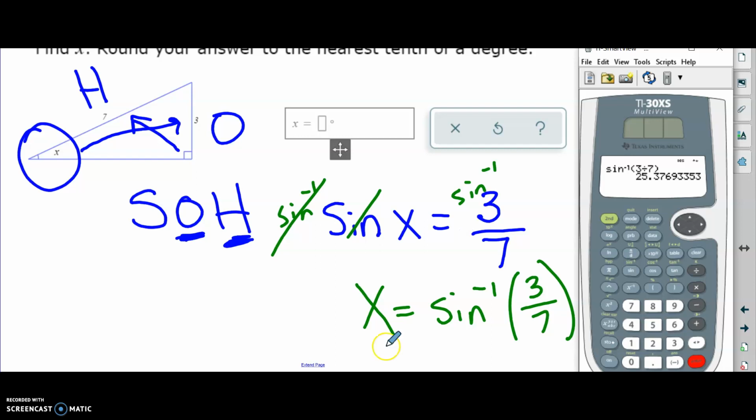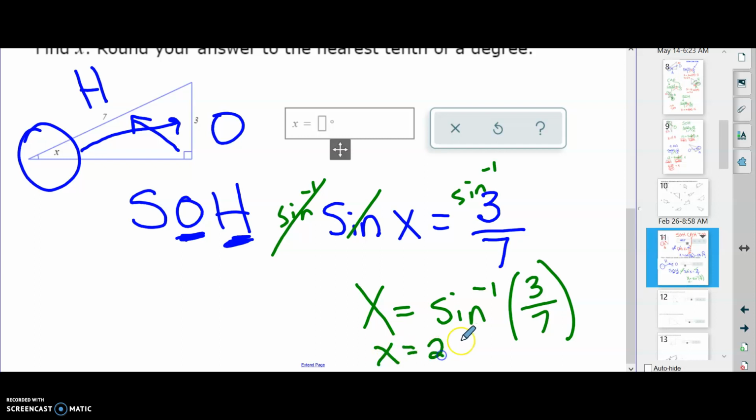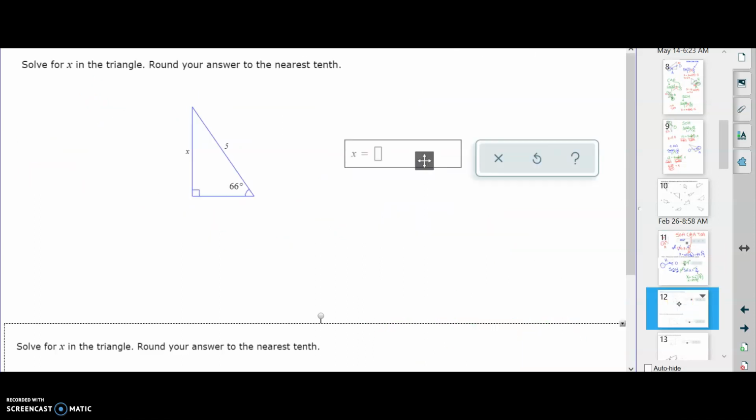Okay, so 25.37. So if we're rounding to the nearest tenth, right, I look at that 7, since it's bigger than 5, it'll make that 3 round up to a 4. So it'll be 25.4 degrees. Okay, so that's finding the angles. All right, you do the inverse sine or the inverse cosine or the inverse tangent. Okay, make sure you're also checking out the Module 9 notes. I have that on there. Use all the things that you can.